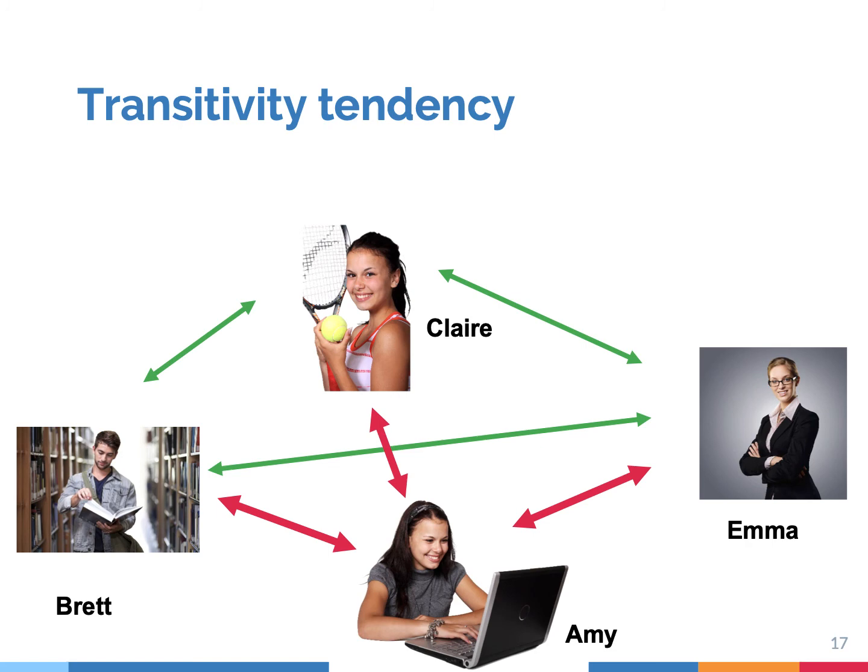But now something important happens. Your social ties tend to become connected as well. And that is the transitivity tendency which we have discussed before. So Brad gets to know Claire and Emma and Claire also become connections. And that means that group segregation is amplified because of this transitivity tendency.